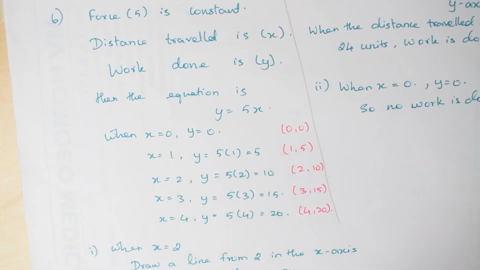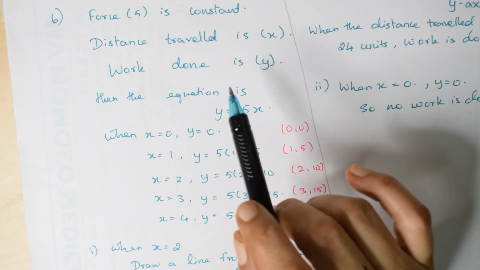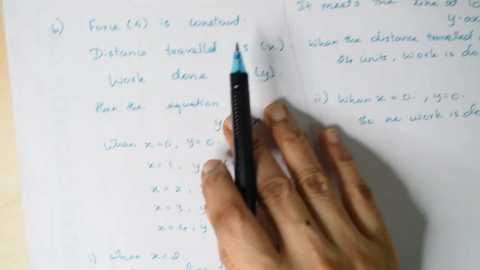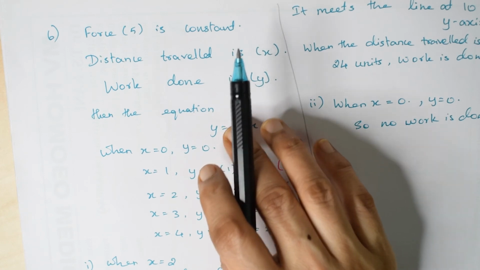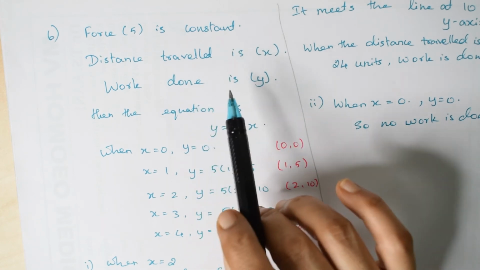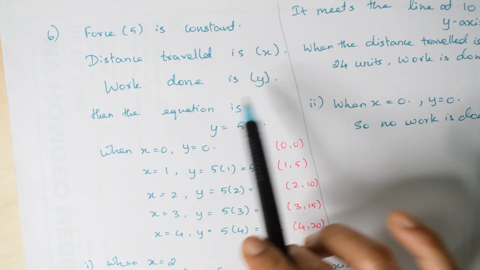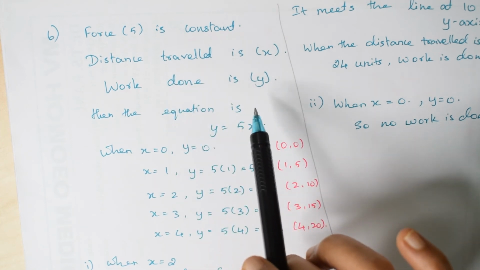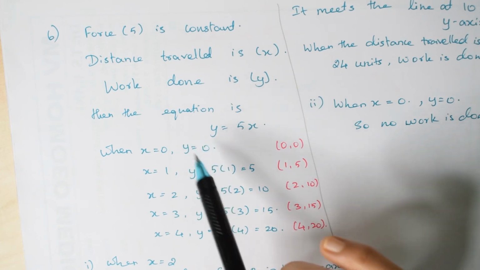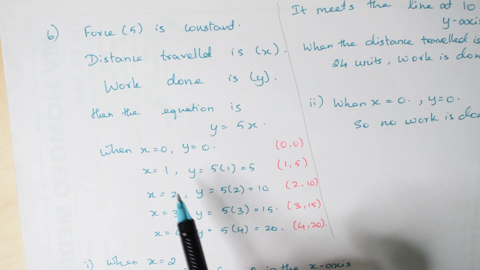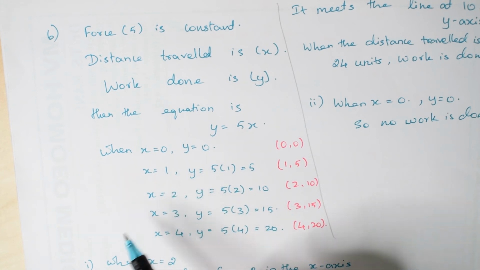The sixth sum: the work done by a body on application of a constant force. This sum is somewhat like your physics sum. The force is not changing at all. It is constant and it is equal to 5. The distance traveled we have to consider as x, and the work done is considered as y. And now they are asking us to make the equation. The equation is y is equal to 5x.